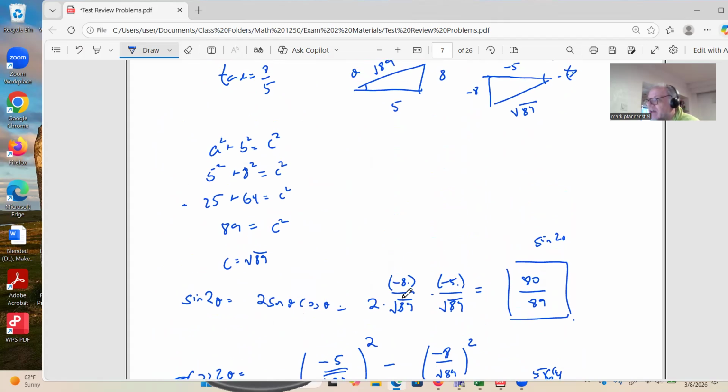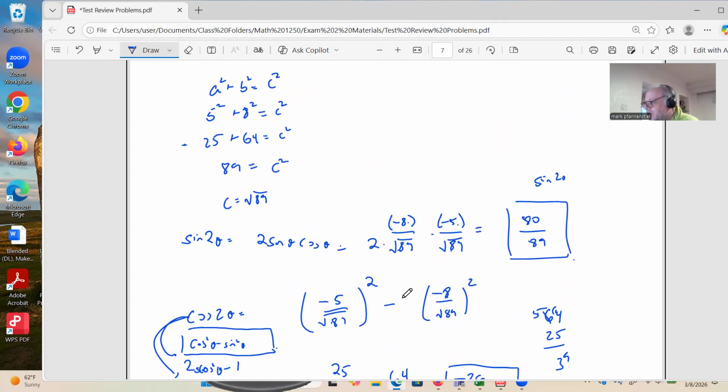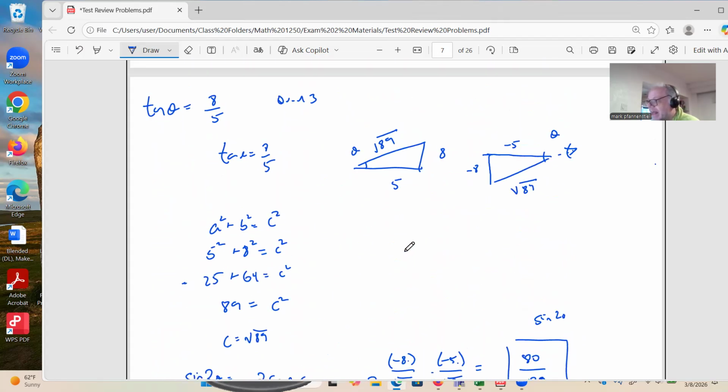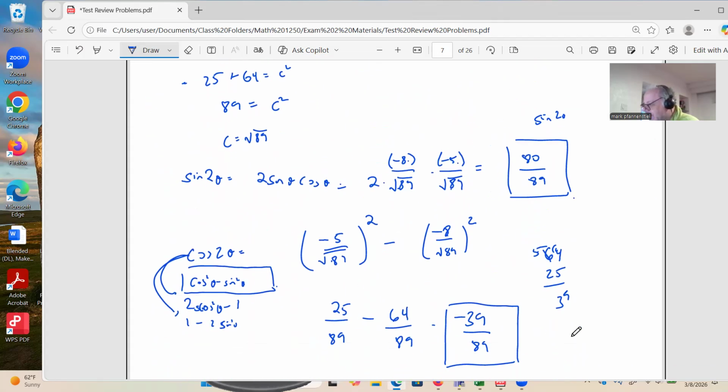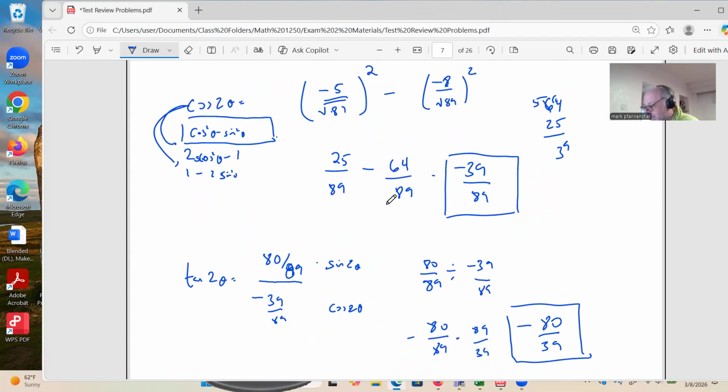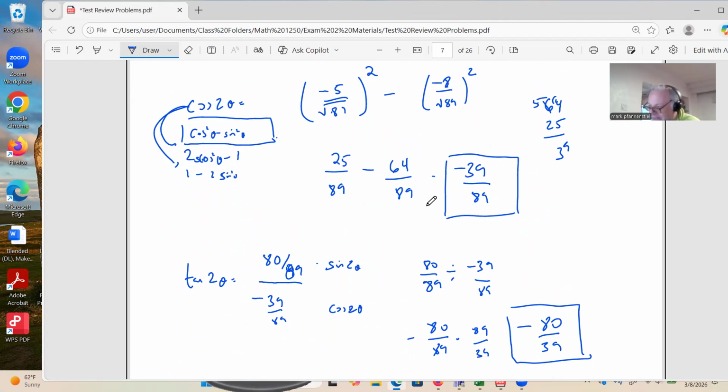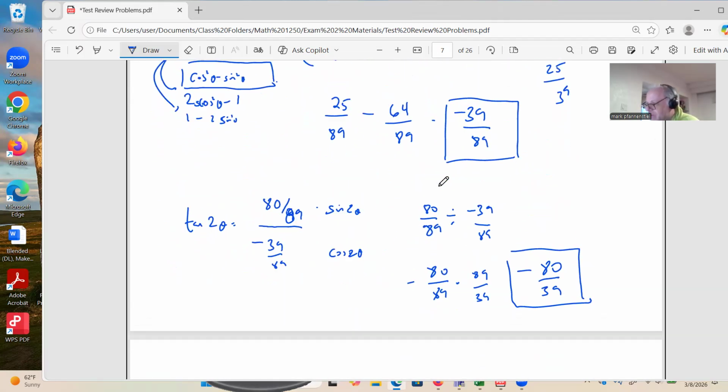That was pretty much everything we had to do. You'll notice that we are not multiplying 8/5 by anything in order to get this value. We go through drawing the triangle, figuring out the sine of 2 theta and cosine of 2 theta in order to get the tangent of 2 theta. So that's how we do a problem like that.